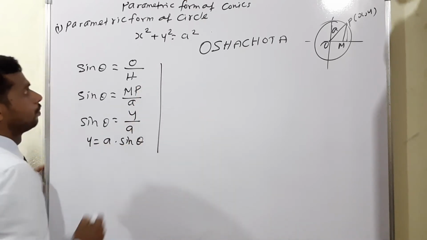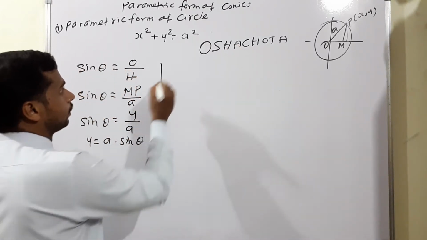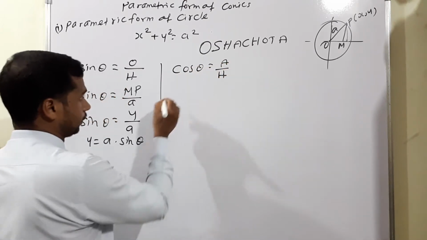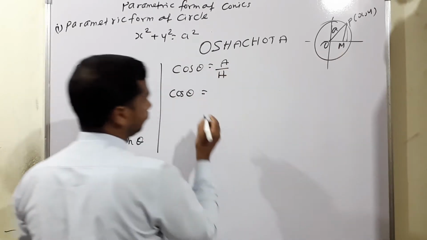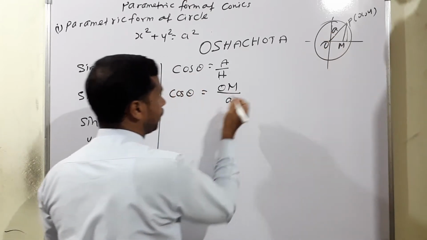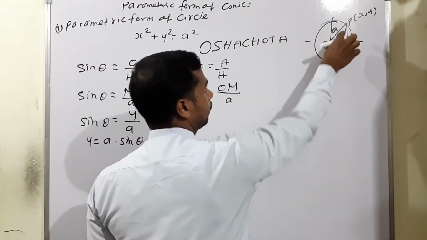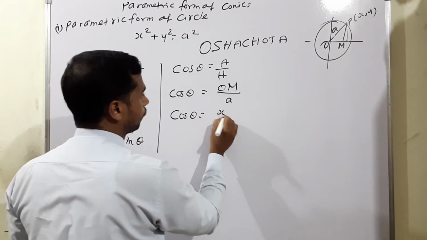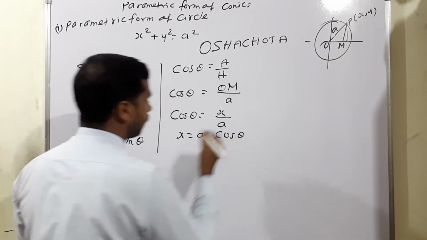Then second step, what is the meaning of cos theta? Adjacent divided by hypotenuse. Cos theta is equal to adjacent, that means OM. So OM divided by hypotenuse, that is radius called A. So again cos theta is equal to OM, this is the x-axis, consider for x. Therefore x divided by A. Therefore x is equal to A into cos theta.